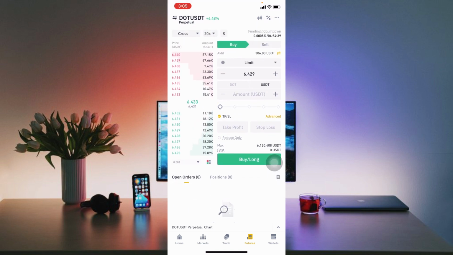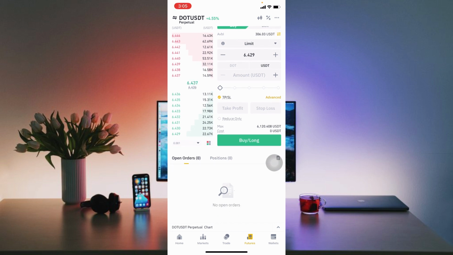If you select cross margin, that means that you are investing all the money in your Futures wallet. All these $306, I'm investing it. But if you use isolated margin, you need to select the amount that you are willing to invest in that cryptocurrency pair.